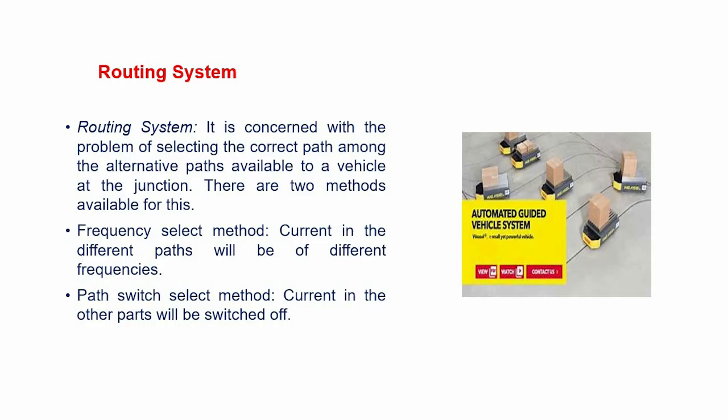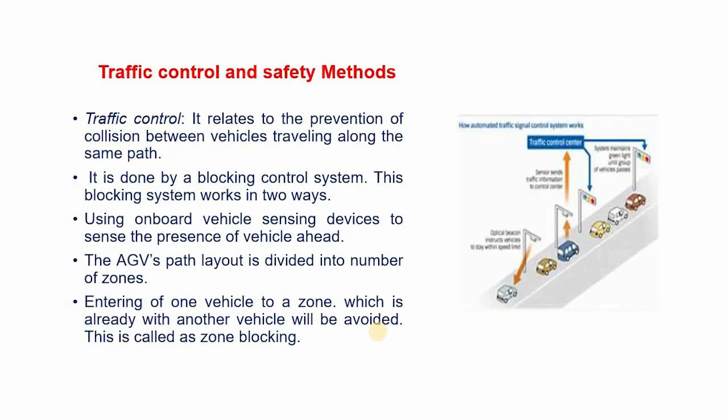There are two methods available for this. One is the frequency select method, another one is the path switch select method. The frequency select method means the current in the different paths will be of different frequencies, so every path has a different current frequency. In the path switch select method, the current in the other paths will be switched off. So one path is on and another path will be switched off. It can help to avoid collision between the vehicles or other parts.